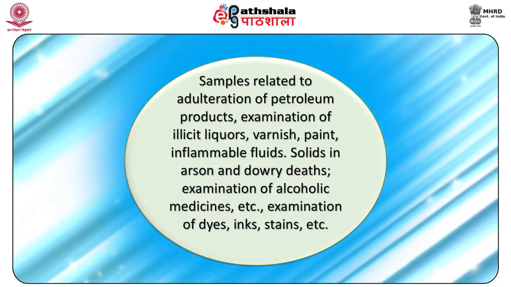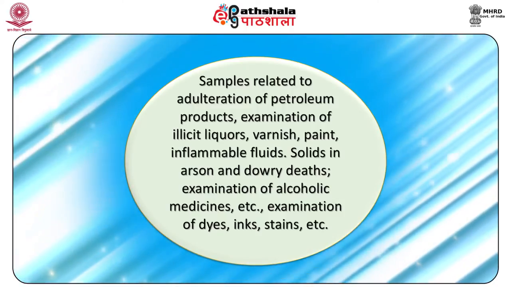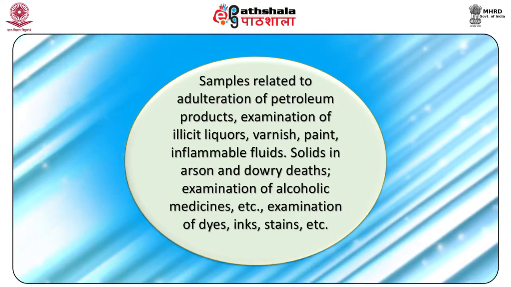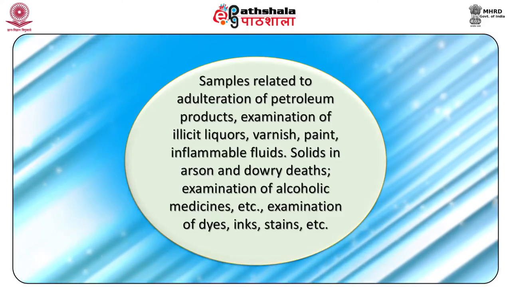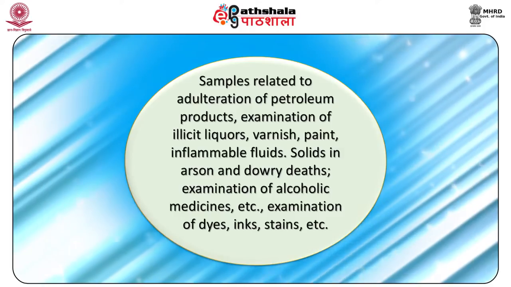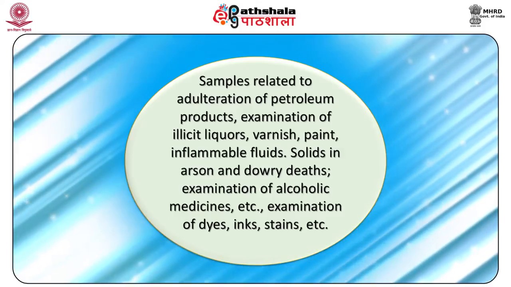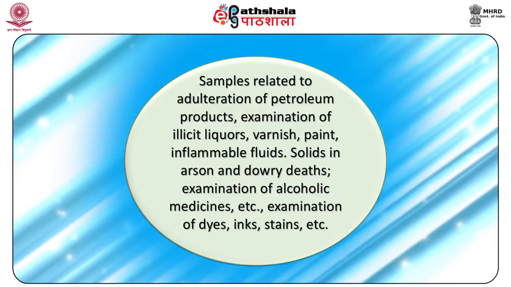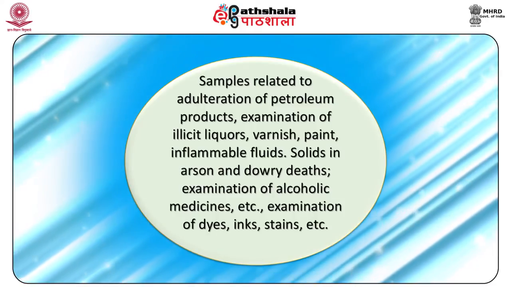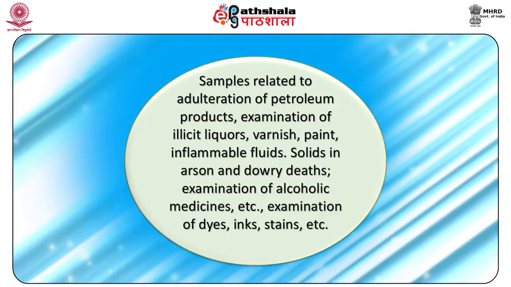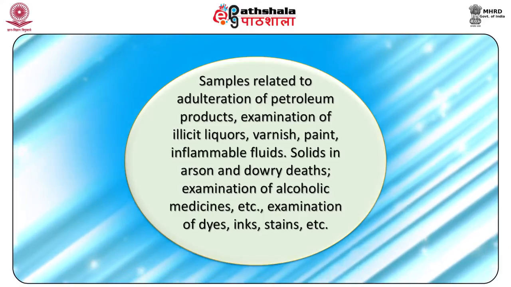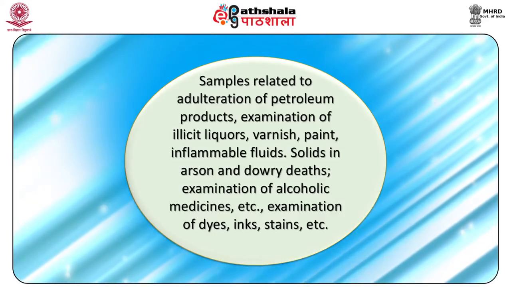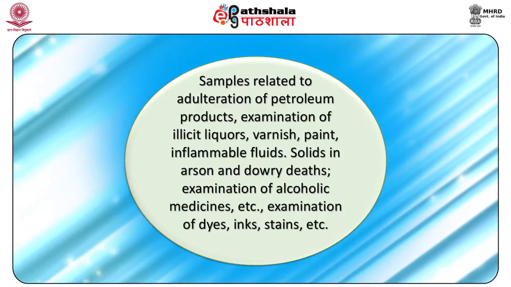Firstly, chemistry unit. Earlier, it was one of the big units, but nowadays, in some of the forensic science laboratories, the narcotic division has been separated as an independent division because the number of cases related to the NDPS Act is increasing every day. Presently, the chemical division examines samples related to adulteration of petroleum products such as petrol, diesel, kerosene, etc., examination of illicit liquors, varnish, paint, inflammable liquids and solids in suspected cases of arson and dowry deaths, examination of alcoholic medicines, etc., examination of dyes, for example, phenolphthalein in a trap case, inks, stains and other organic and inorganic chemicals.